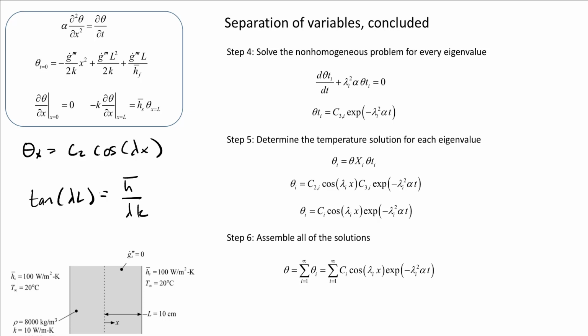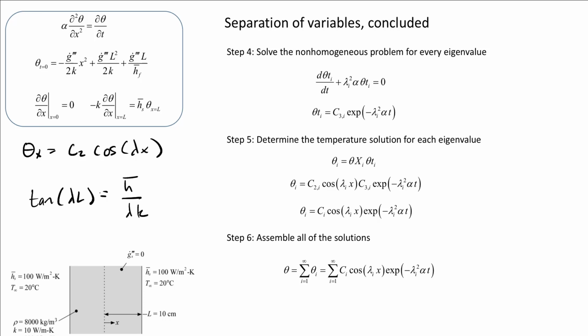Okay, so we take this now. We have an individual solution for each eigenvalue, each of the ith eigenvalues. So that becomes our ith time solution, corresponding to an ith constant and an ith eigenvalue. All right, so that's step 4. Then step 5 is we're going to determine the temperature solution for each eigenvalue. That involves bringing the x direction solution and the t direction solution back together.